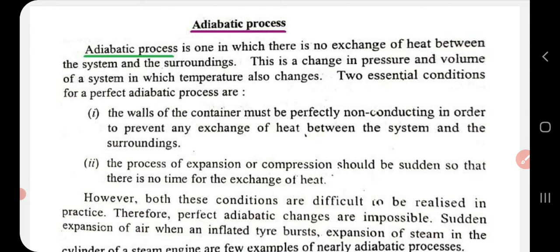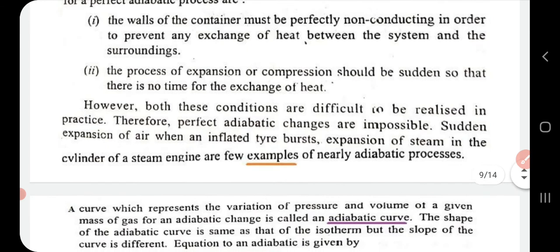Now, expansion or compression should be sudden. Why? So that there is no time for heat exchange. However, both these conditions are very difficult to realize. Therefore, perfect adiabatic changes are impossible. Some examples are sudden expansion of air when an inflated tire bursts, and expansion of steam in the cylinder of a steam engine.